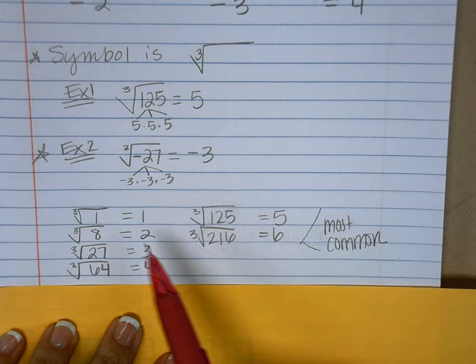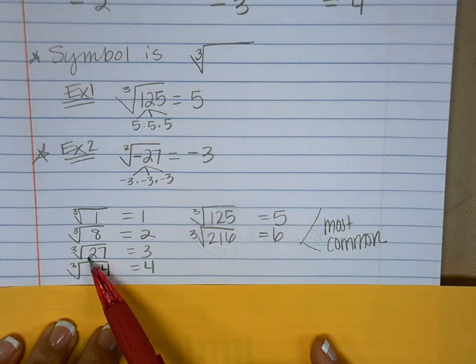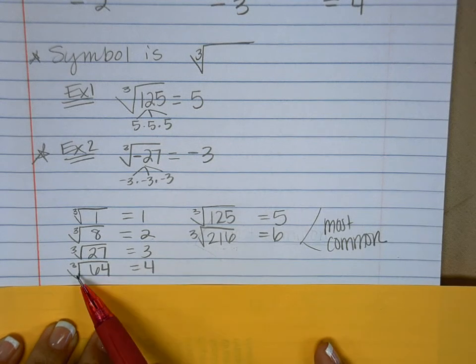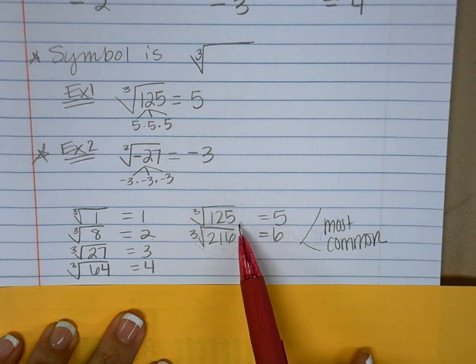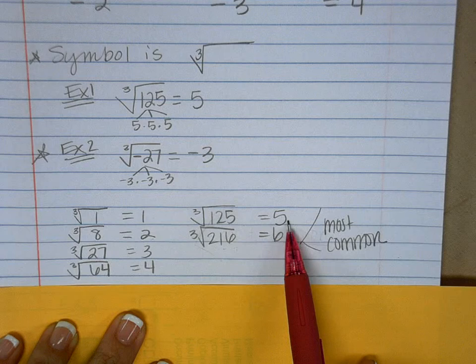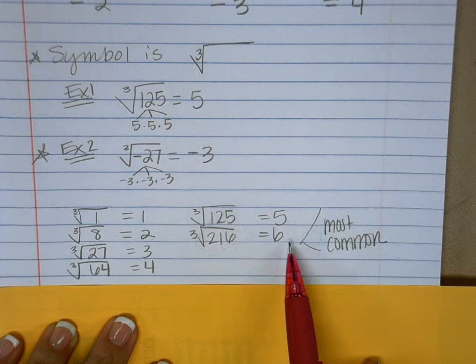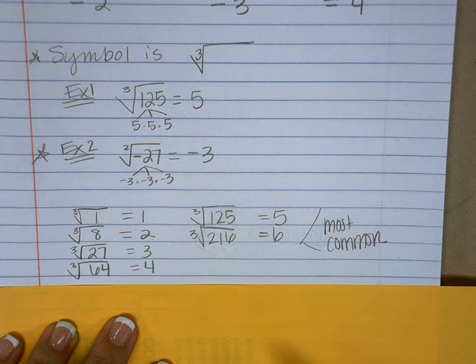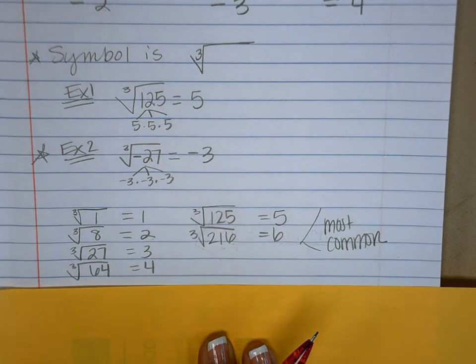So cube root of 1 is 1, cube root of 8 is 2, cube root of 27 is 3, cube root of 64 is 4, cube root of 125 is 5. Cube root of 216 is 6. So if you memorize those, then you don't have to use a calculator.